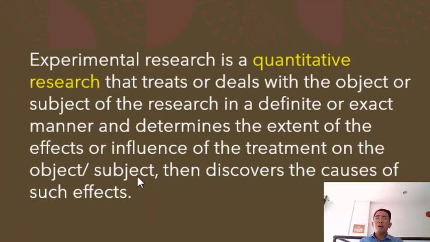And experimental research determines the extent of the effects or influence of the treatment on the object or subject. There is the word treatment, everybody. When we talk about treatment, it means there is something involved from the outside, an outside thing. Or we can call it intervention. The influence of the treatment on the subject or on the object.